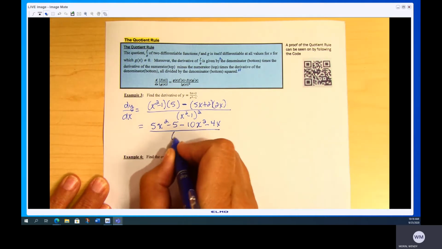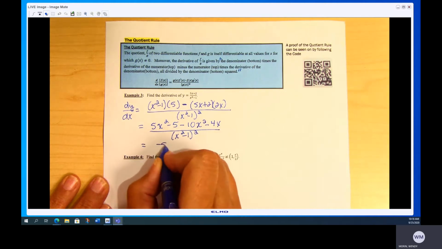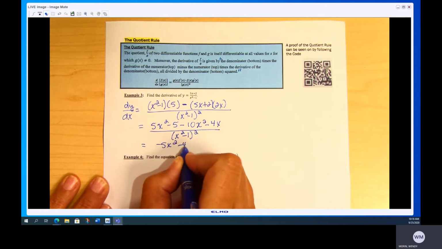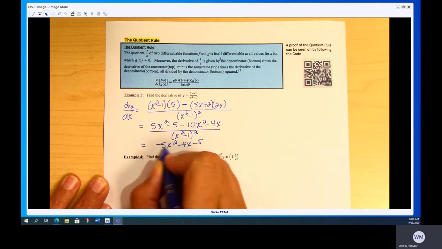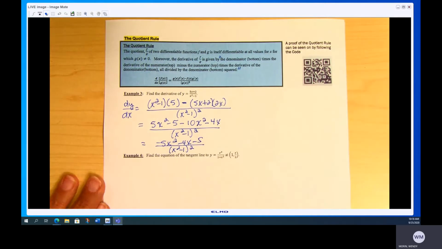Now you don't have to simplify your denominator. You can just leave it. So your final answer is negative 5x squared minus 4x minus 5 all over x squared minus 1, the quantity squared.